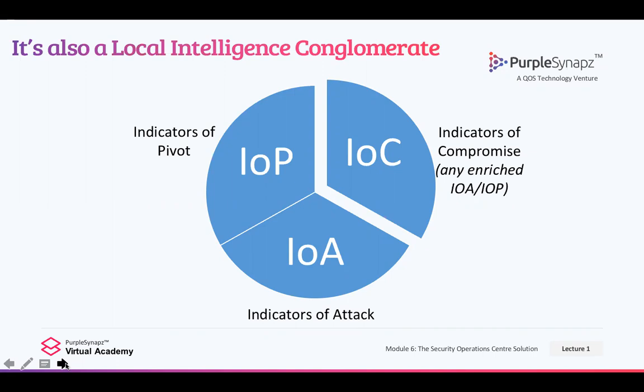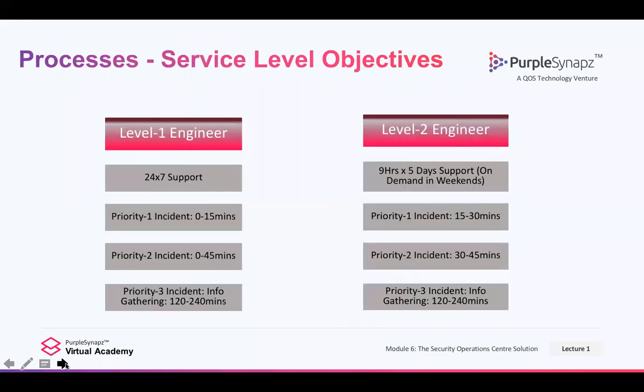If we need to stop such attacks from happening, we need to enrich the IOAs and IOPs to qualify themselves to IOC, because in the IOC we'll have more confidence and we can block them. That's the whole objective. So these are the conglomerates of intelligence, which is local inside the infrastructure.